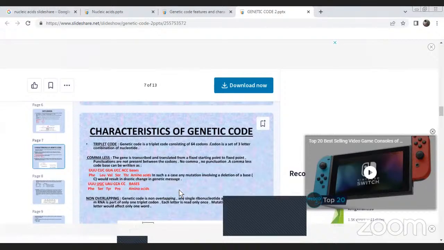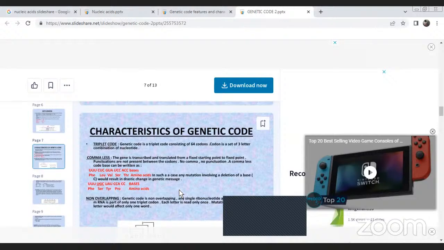Triple code. The genetic code is a triple code consisting of 64 codons. Each codon is a three-letter combination of nucleotides, for example AUG, GUG, UAA, UGA. These are codons, and each is made of three letters. Triplet codons consist of a three-letter combination of nucleotides.